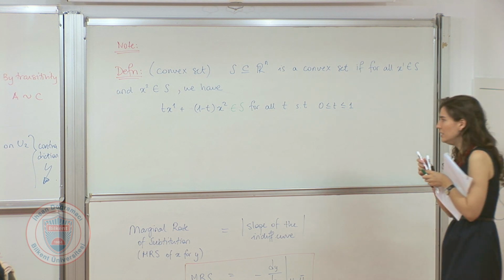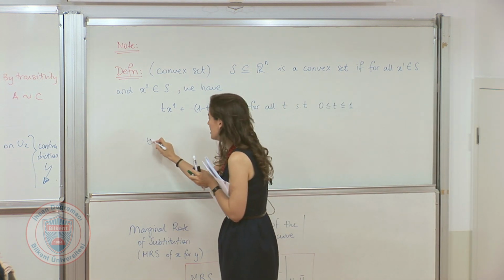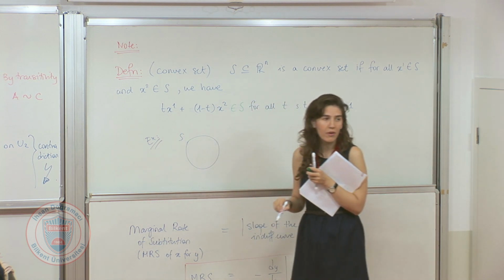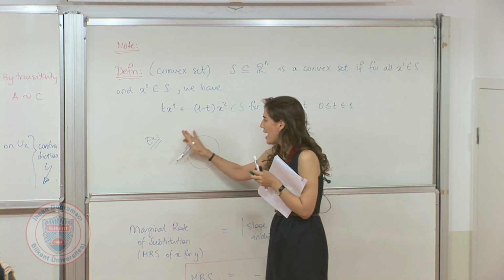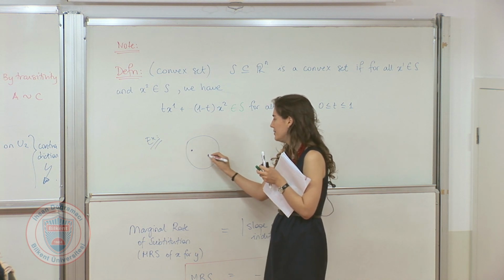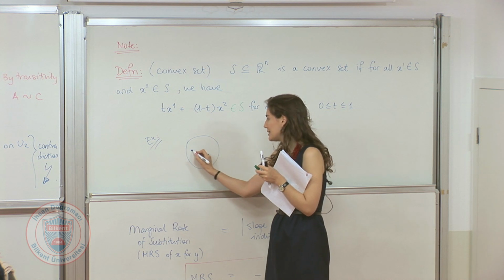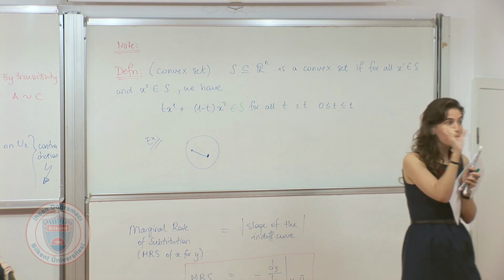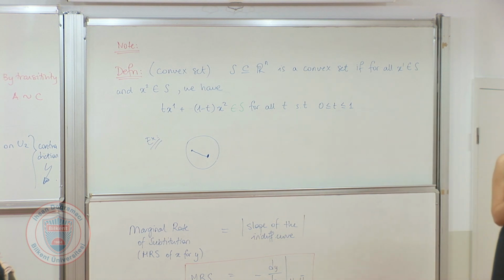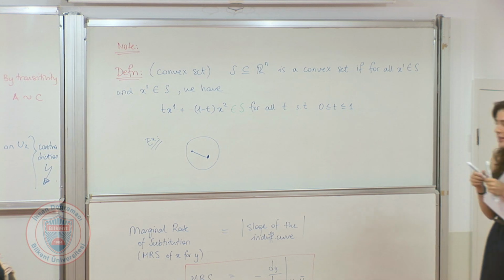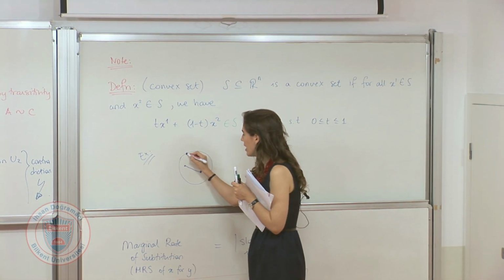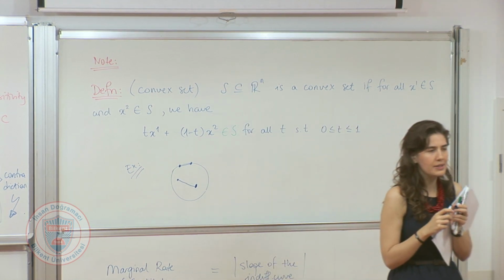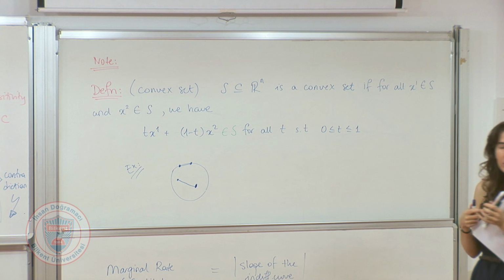So what does that mean? Let's see examples. Suppose my S is this. Suppose this is my set. I take two points in this set, as it says, and connect them. If this line segment stays within the set, we call that set convex. You see that this is the case: I take two points, I connect them, and the line segment stays within the set. So this is a convex set.